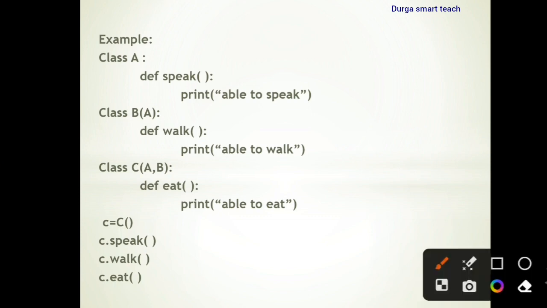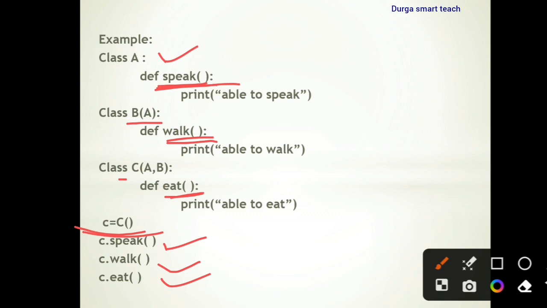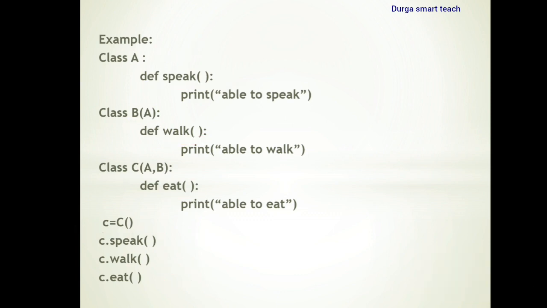So if you create an object for A class, you can access only the speak function. If you create an object for B class, you can access the speak function and walk function. If you create an object for C class, you can access the eat function, walk function, speak function. So that's why I'm creating an object for C. You can access speak, walk, eat. Okay. So I am taking only functions. You can take any number of functions, any number of variables, and one constructor.